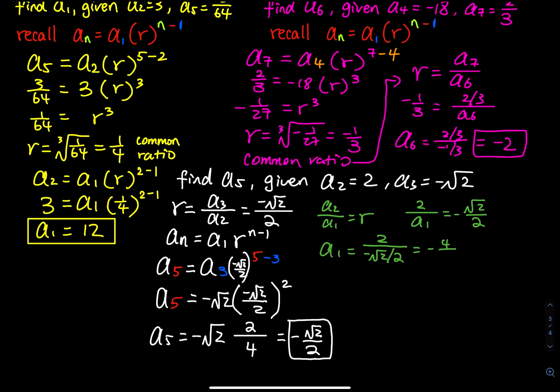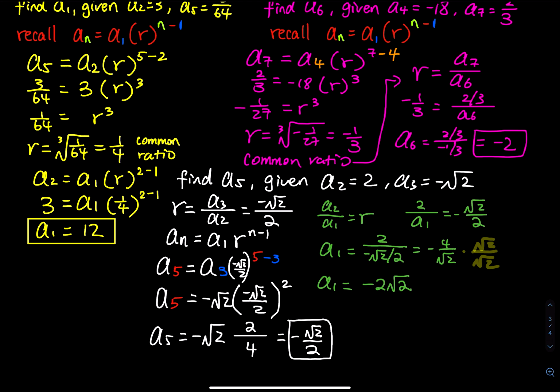-4 over √2. And then this one, I am not sure if we should rationalize that. Let's just rationalize. So I will multiply the top and bottom by √2. So a1 is equal to, the bottom gets you a 2, the 2 and the 4 becomes a 2. So we have -2√2. That is your a1.